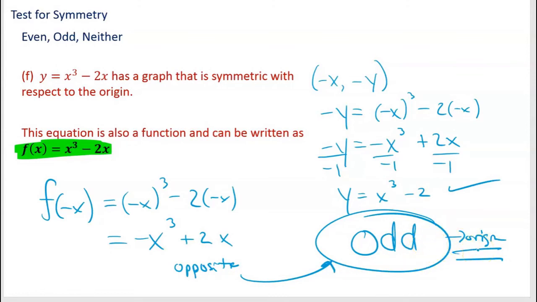The test, when it's in equation form, you plug in negative x for x and negative y for y and see if you get the original function back. But when it's in function form, you plug in negative x for x and see if you get the opposite of the original function, which essentially is just saying you get negative y on the other side. All right, let's keep going.